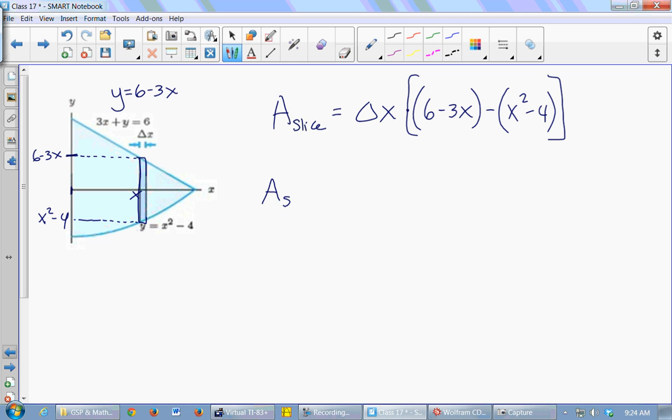So the area of my slice ends up being, I should combine these first and then multiply by delta x: negative x squared minus 3x, and then 6 minus negative 4 is plus 10, times delta x. Then I just have to add up all of these slices, from where to where?